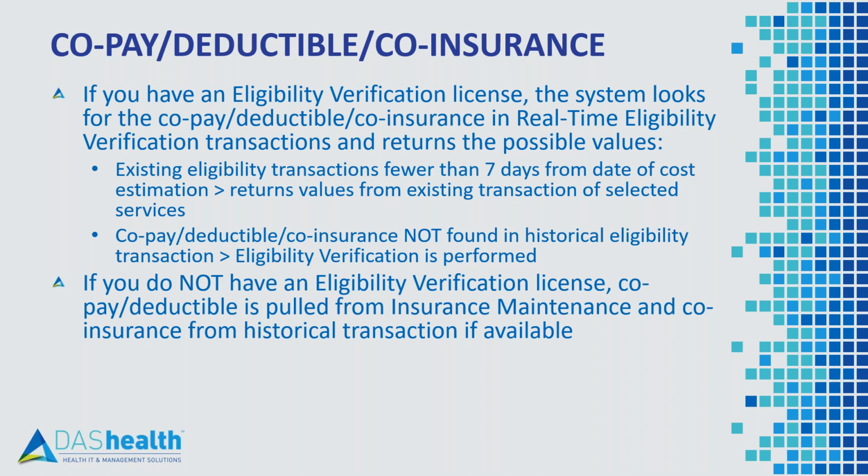If the information is not found, but you do have that license in your system, it will perform an eligibility verification in real time. So it will go and try to pull that information, if you use that product. If you do not have an eligibility verification license, so it's not something that your practice uses, then that copay and deductible information is going to be pulled from the insurance maintenance window if that information was added, and that coinsurance from any historical transactions if there are any available.